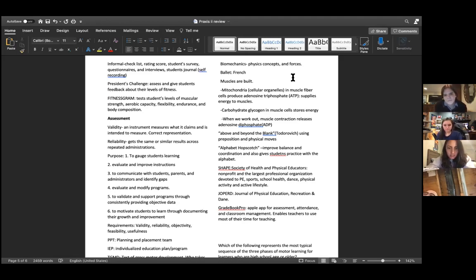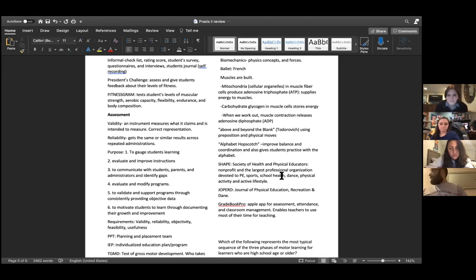Above and beyond the blank, using prepositions and physical moves, alphabet hopscotch improves balance and coordination, and also gives students practice with the alphabet. SHAPE, the Society of Health and Physical Educators, a nonprofit and the largest professional organization devoted to PE, sports, school health, dance, physical activity, and active lifestyle. JOPERD, Journal of Physical Education, Recreation, and Dance. Gradebook Pro, Apple app for assessment, attendance, and classroom management, enables teachers to use most of their time for teaching.